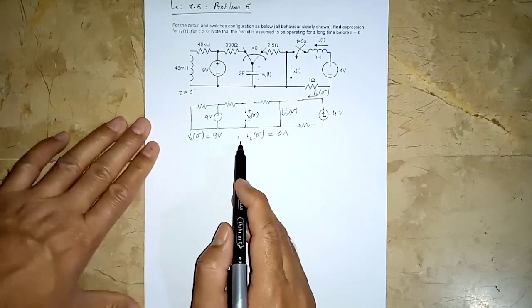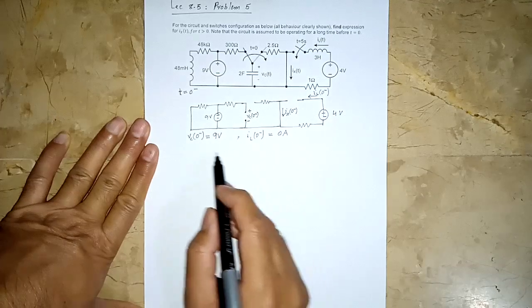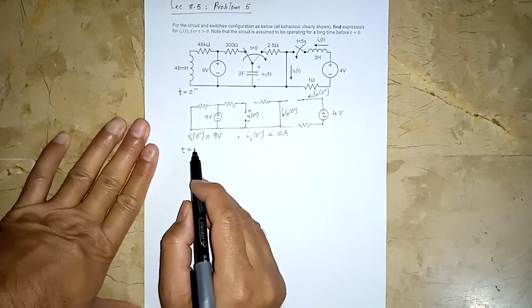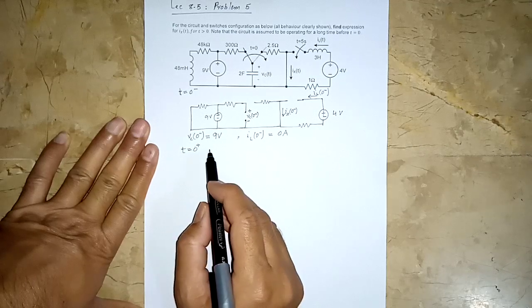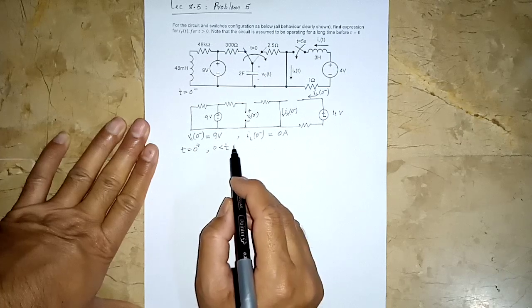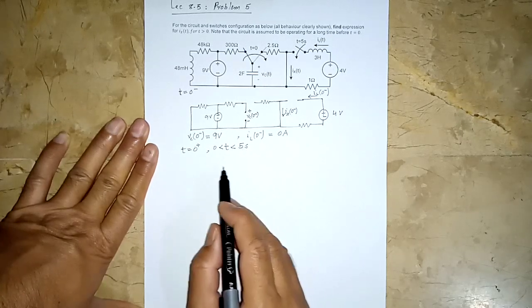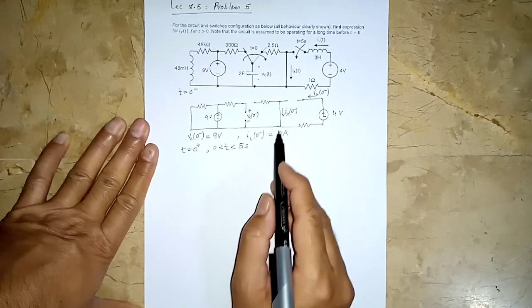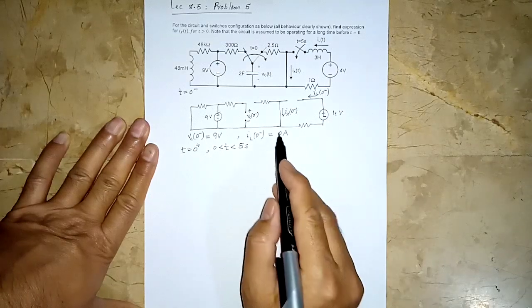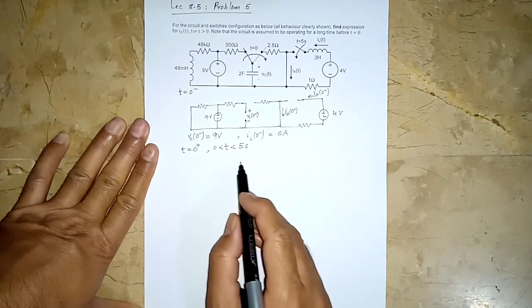Now at t is equal to 0, the switch throws to this side, and what do we get at t is equal to 0 plus, or another way we can say between this time 0 to 5 seconds. In this interval, the circuit would be looking from this Ix point of view. We need to find the state of the circuit from this point of view. What we need to find.